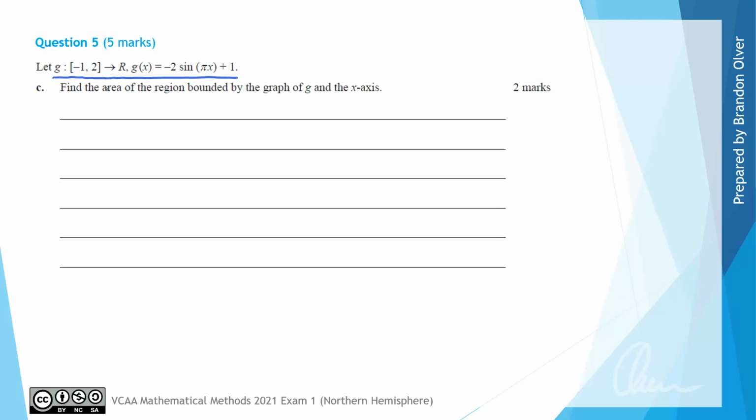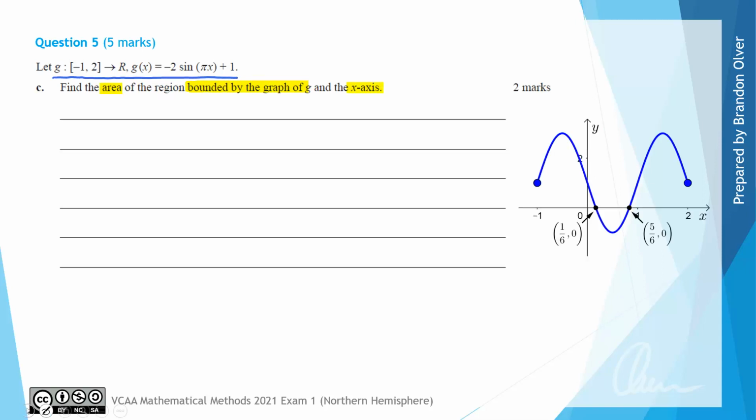Part C asks us to find the area of the region bounded by the graph of g and the x-axis. So if I bring up a graph of g of x, and I've just used a computer-generated one to put on this slide, but you could refer back to your answer from part A, the area in question is fully bounded by g and the x-axis. So that means that it's this area just in here, and I've actually put the coordinates of the x-intercepts that we found in part B on the graph to make it a bit easier to follow along.